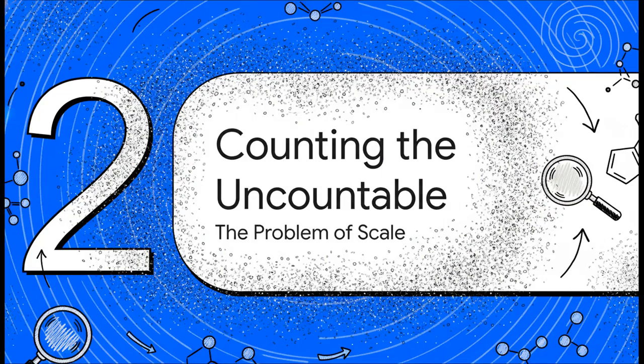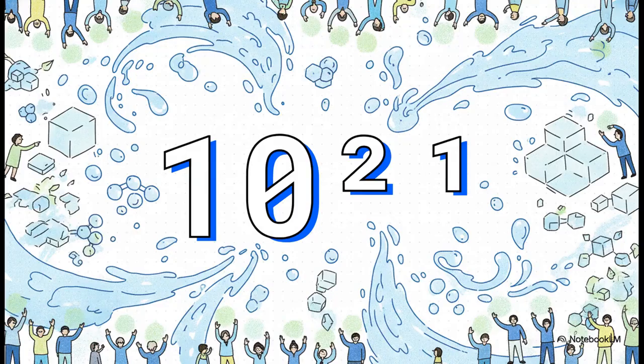All right, so now that we've got some of the basic language down, let's circle back to our main problem. How do you count things that are impossibly small and come in unbelievable numbers? Let's talk about the problem of scale. So how many molecules were in that drop of water? Turns out it's about 1 sextillion. That's a 1 with 21 zeros after it.